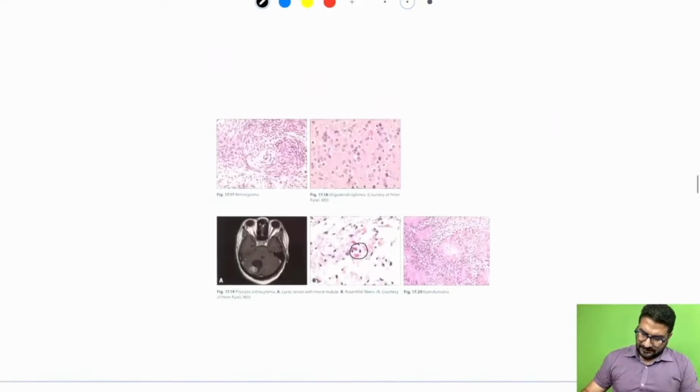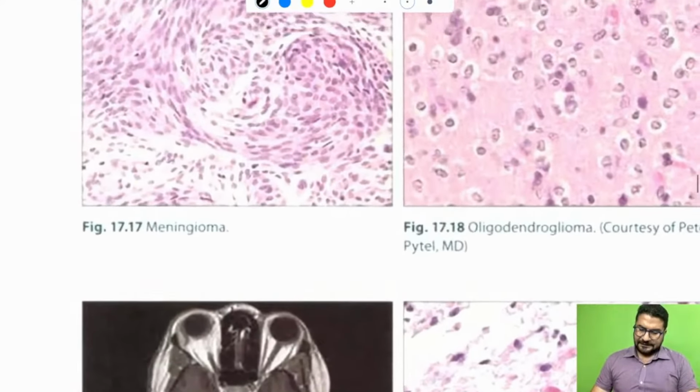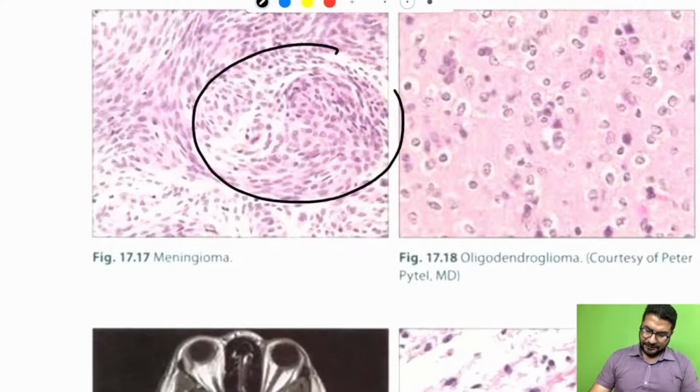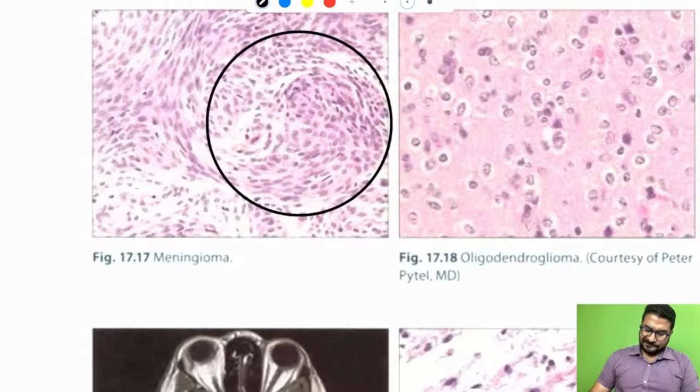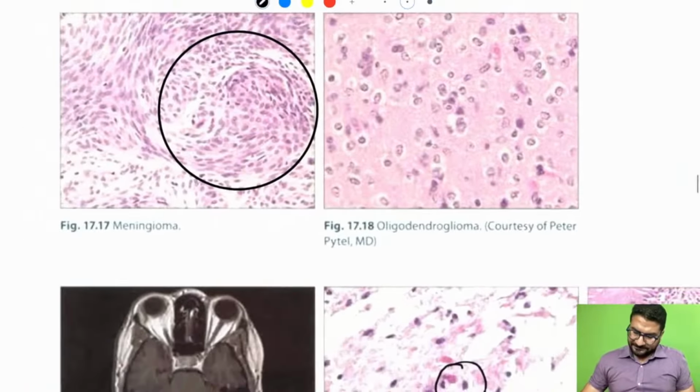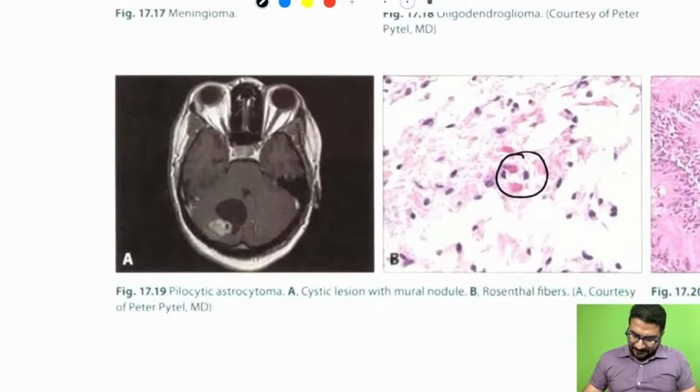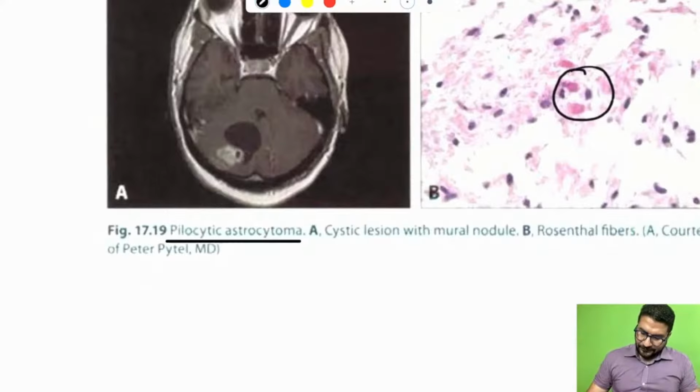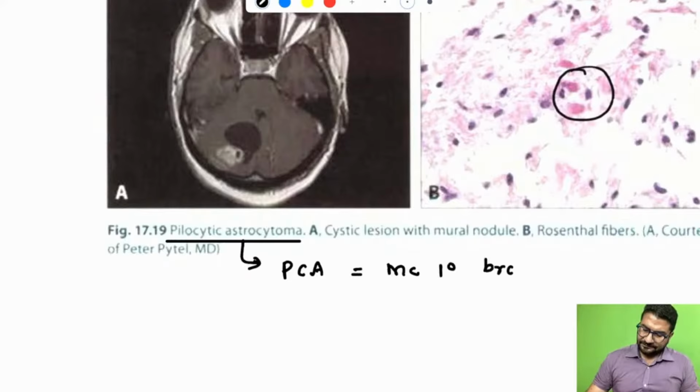Okay, now coming to this, you can notice psammoma bodies, and you will notice meningioma. So meningioma is a brain tumor. Then you can notice oligodendroglioma. Then this is PCA, pilocytic astrocytoma. PCA, understand, is like a cystic nodule. PCA is the most common primary brain tumor in children.